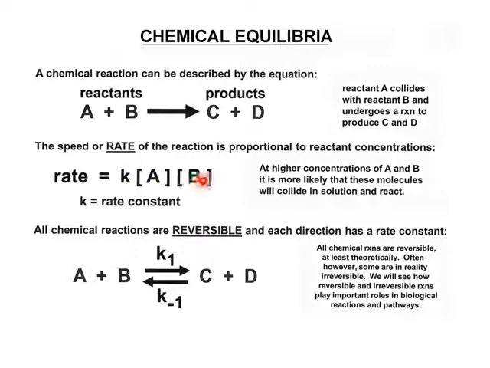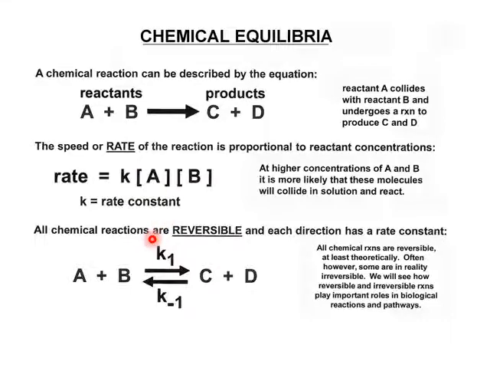And so if we have more A and B, the rate's going to go up. If we have less A and B, the rate's going to go down. K is a constant under the conditions of pH, temperature, pressure. Okay? If you change any of those, you're going to change the rate constant because it's not the same conditions.